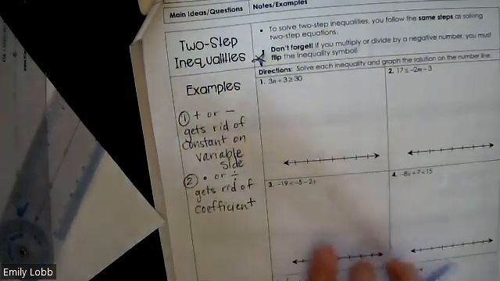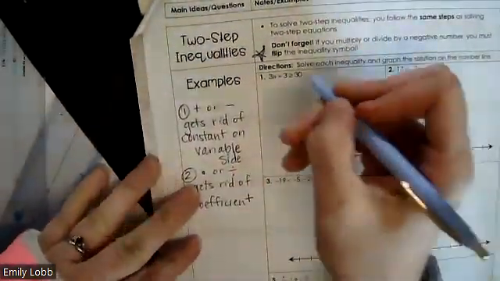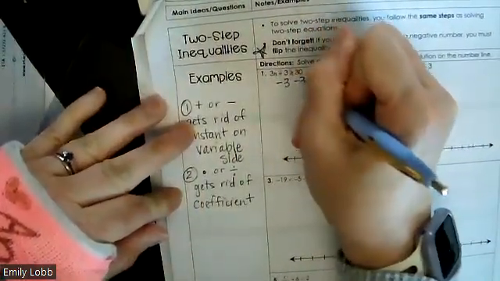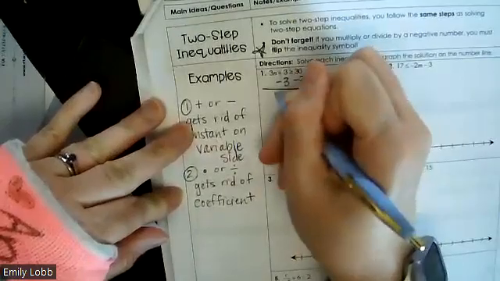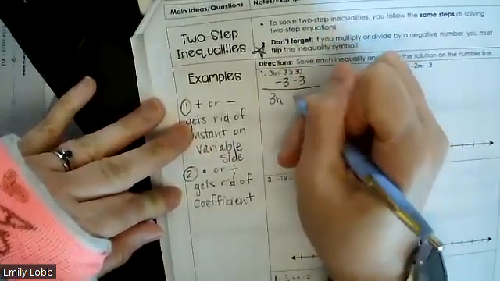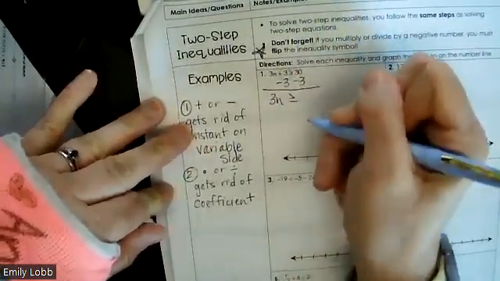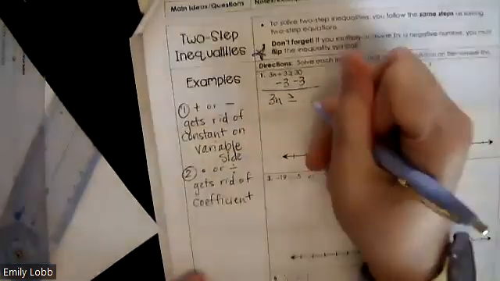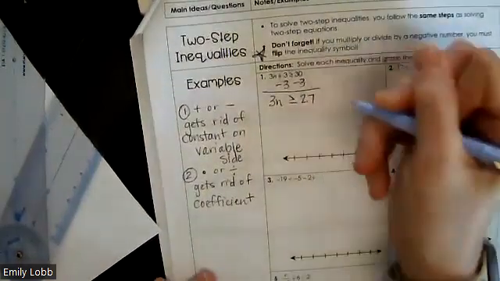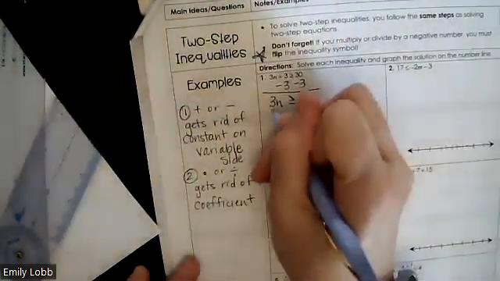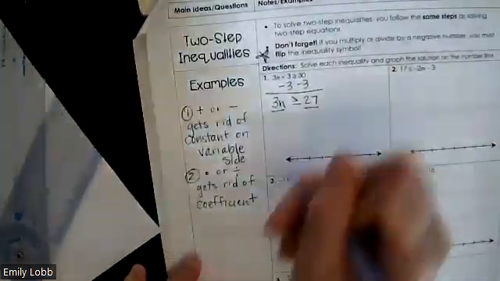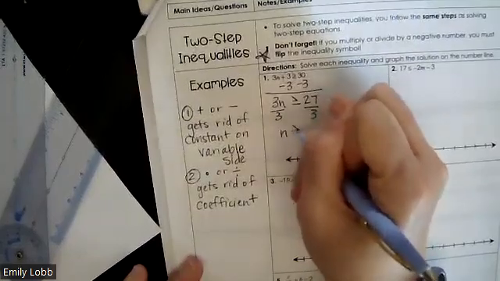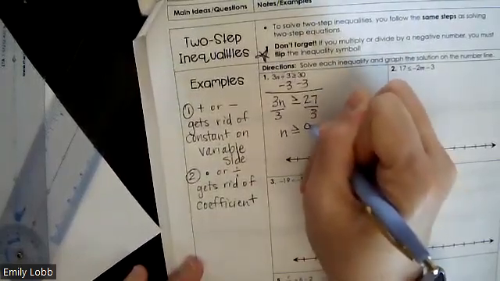So we have to add or subtract. We're trying to get rid of this 3, so we're going to subtract 3 from both sides. I have 3n. I'm bringing down my greater than or equal to symbol, and then I have a 27. Now I'm dividing both sides by the coefficient, which is 3, to get 1n. So n has to be greater than or equal to 9.